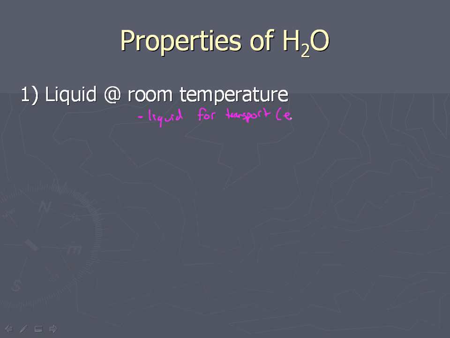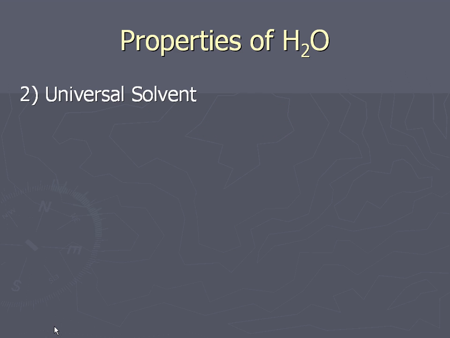Right, so for example, the blood, all the different dissolved molecules are dissolved in water, which is liquid. Okay, so that's one. Second thing, it's a universal solvent. A solvent means it dissolves things. And what I mean by things is things called solutes. So I'll put that in. Okay, so it's a universal solvent.